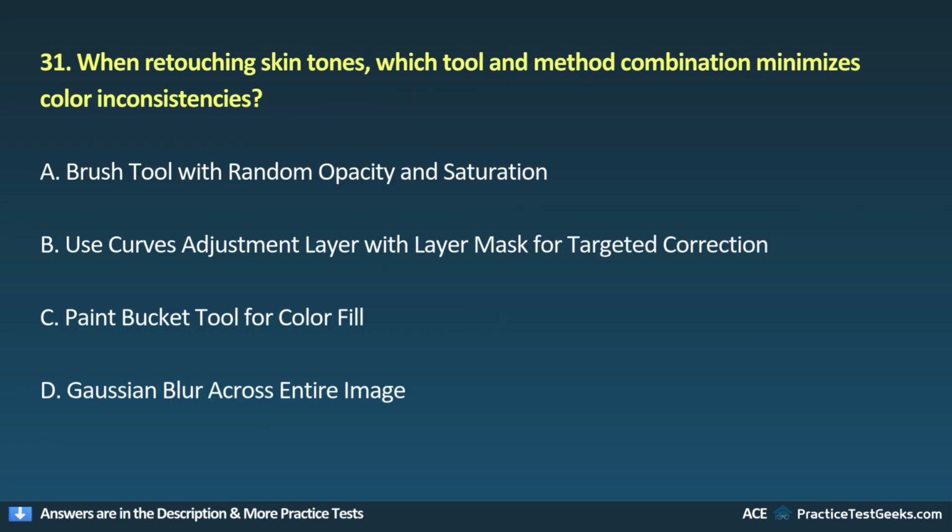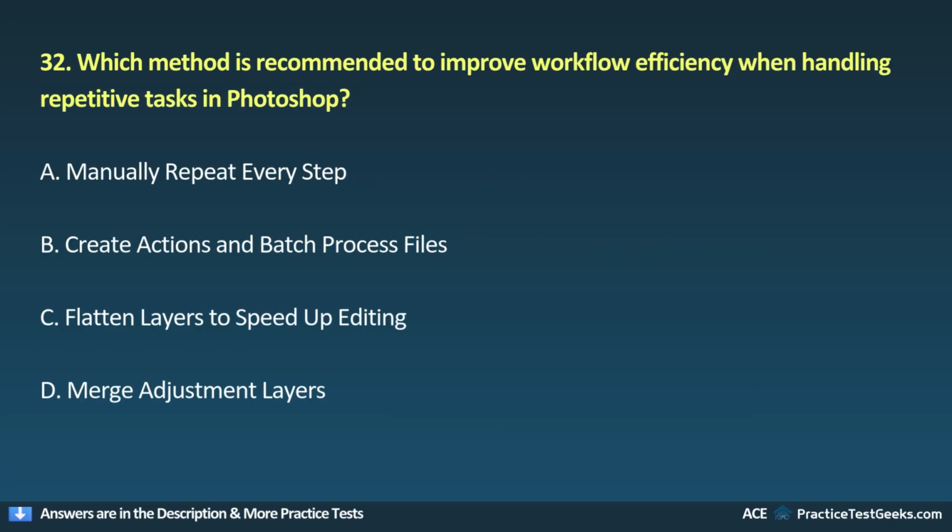31. When retouching skin tones, which tool and method combination minimizes color inconsistencies? A. Brush tool with random opacity and saturation. B. Use curves adjustment layer with layer mask for targeted correction. C. Paint bucket tool for color fill. D. Gaussian blur across entire image.